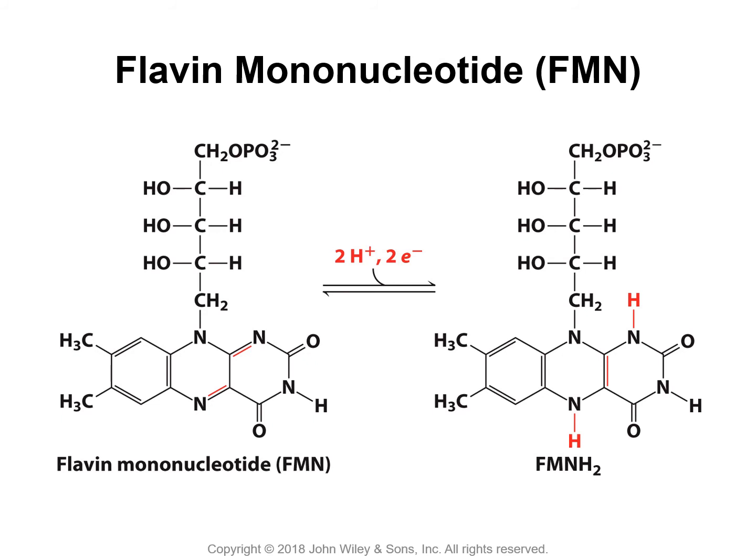Now, FMN stands for flavin mononucleotide. So, what happens with that is this is a prosthetic group that resembles flavin adenine dinucleotide, FAD, but it lacks the AMP group of FAD. The transfer of 2 electrons and 2 protons to FMN yields FMNH2. So that is what happens there.